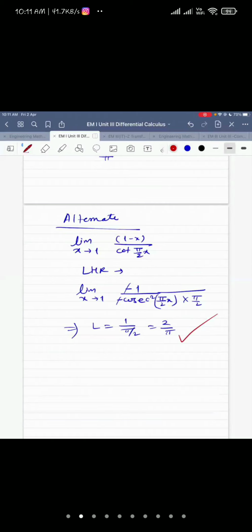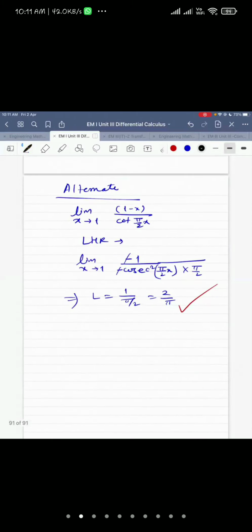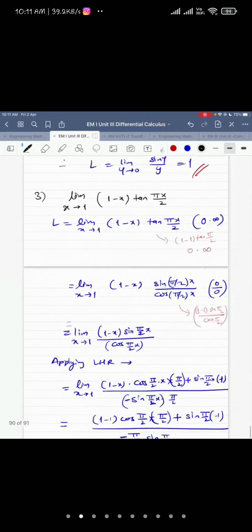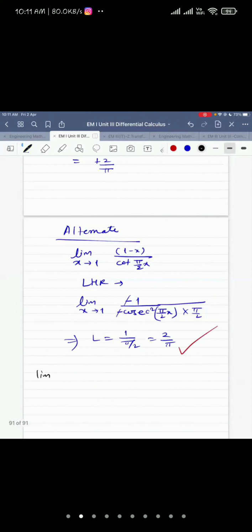Now, the next example. Example number 4: limit x extending to pi by 2, sec x minus tan x.